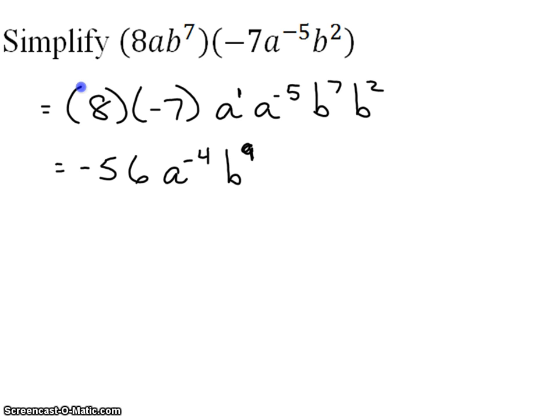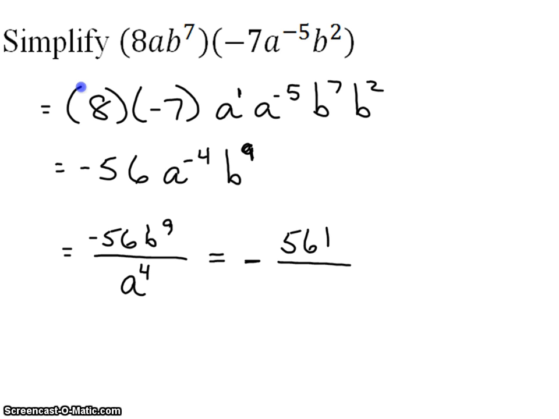All right, now notice we have a negative exponent. So we're going to write a fraction bar. The negative 56 stays in the numerator. The b to the 9th stays in the numerator. And the a to the negative 4 gets written as a to the 4th in the denominator. And then just to clean this up, you can really just write this whole fraction as negative 56 b to the 9th over a to the 4th.